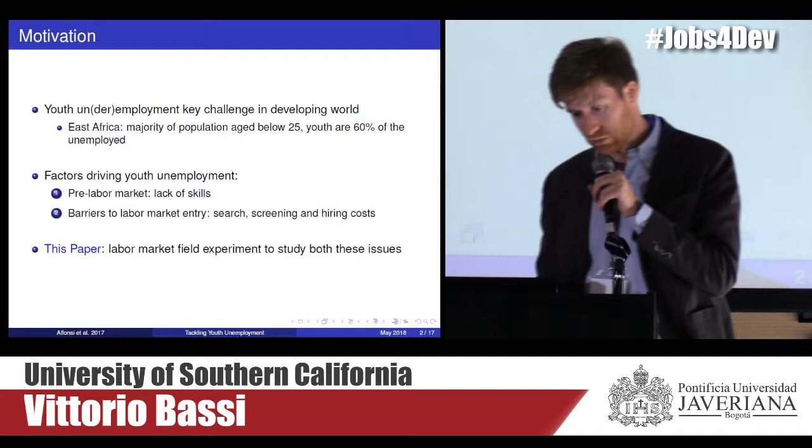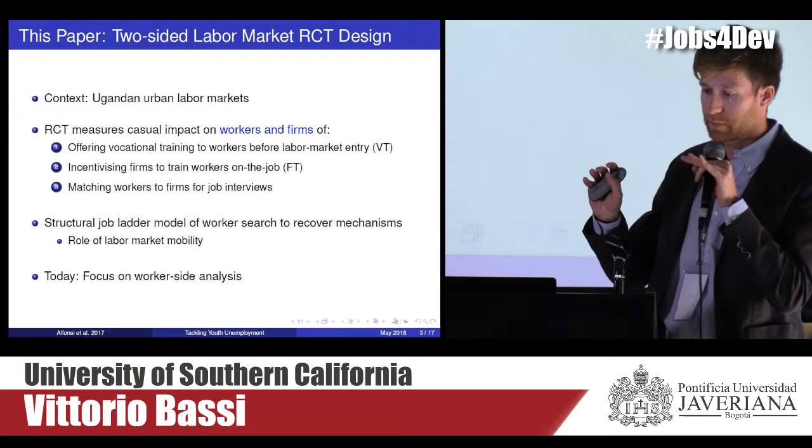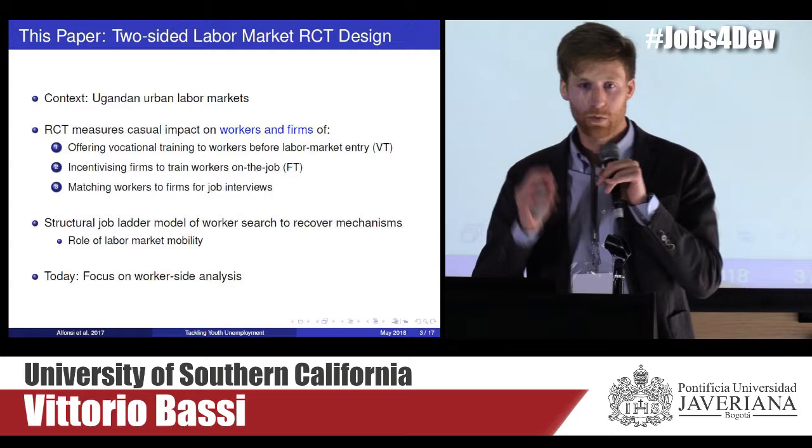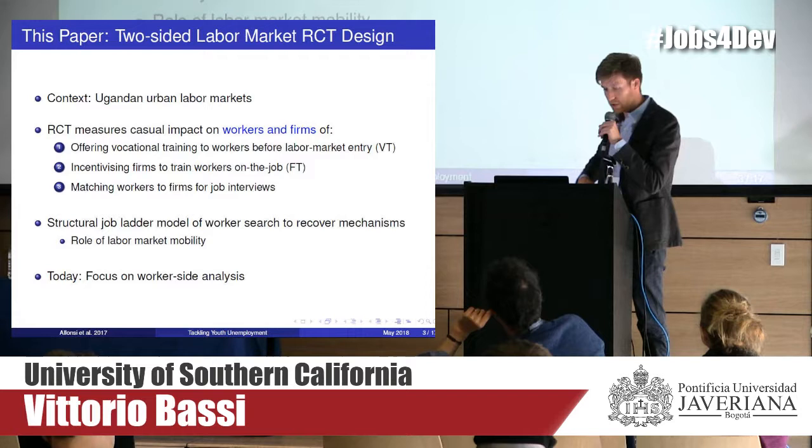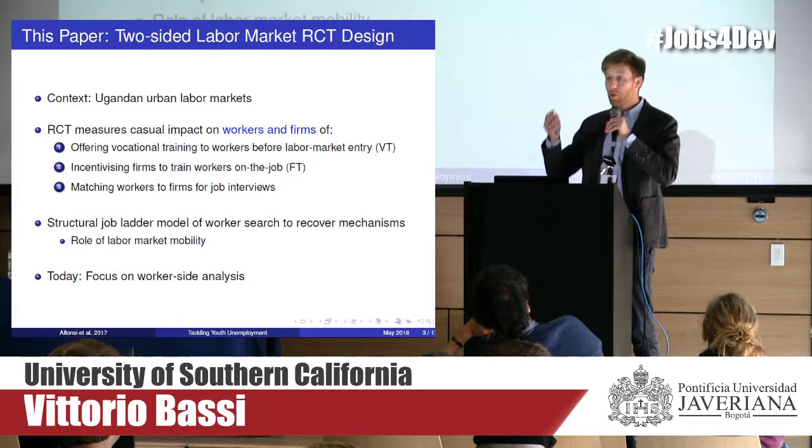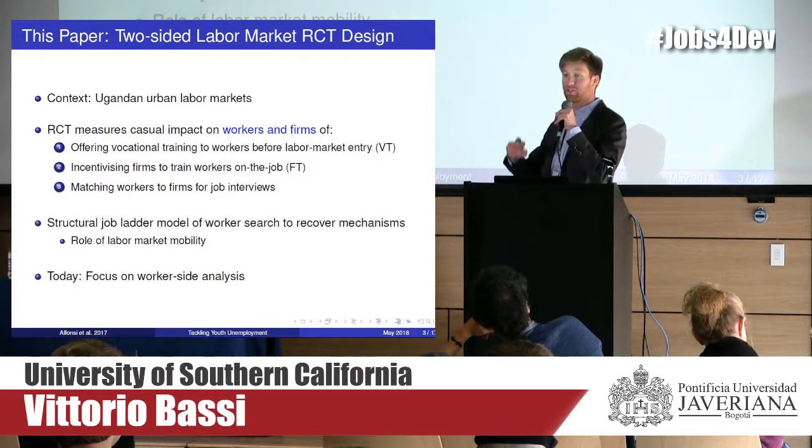We're going to focus on the Ugandan labor market, and we implemented an RCT, a randomized control trial, that is two-sided in nature. So we are going to have both treatment and control workers and treatment and control firms. The RCT is going to allow us to recover in reduced form the impacts on both sides of the labor market, on both worker outcomes and firm outcomes, of three specific interventions that we designed to help workers transition into the labor market.